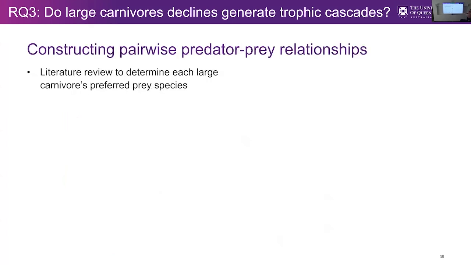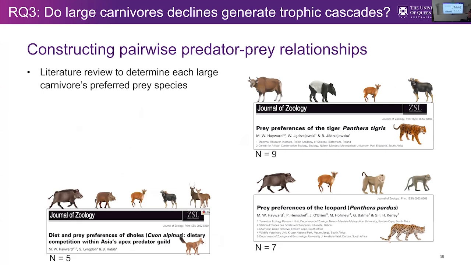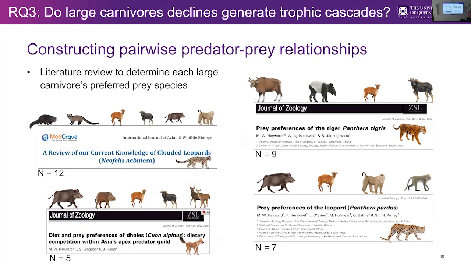I conducted a literature review to determine each large carnivore's preferred prey species to construct these pairwise co-abundance models. Fortunately, for tigers, leopards, and dhole, there were systematic dietary studies conducted with pretty specific sets of prey species. As for leopards, there's no dietary studies done on them, so they had the most inclusive set of preferred prey species. And this led to a total of 66 top-down and bottom-up models across 33 co-occurring species pairs.